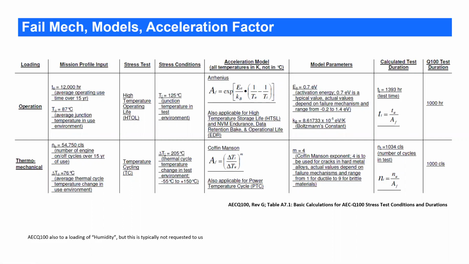Okay. And with this acceleration factor, you can go into this formula over here, which translates the time of usage relative to the time of test. Here in this specific example, you would need about 1,400 hours at 120 degrees C to represent exactly the same stress as 12,000 hours at 87 degrees C.